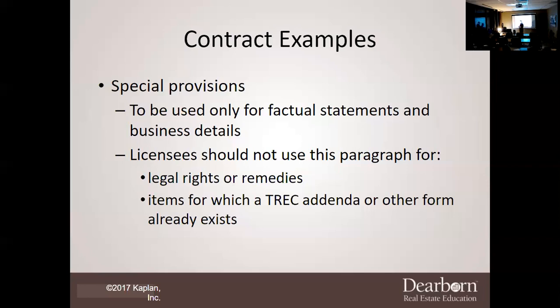You have to make certain when you're dealing with these things that licensees understand you do not put legal rights and remedies. This is one of the biggest spots I see all the time. Client or agent will submit a contract for review to me. I get the contract, I sit down, I'm going through the contract, and it says, if seller does not remove trampoline within 5 days, then seller will pay buyer $100. Can't do that. Can't do that.